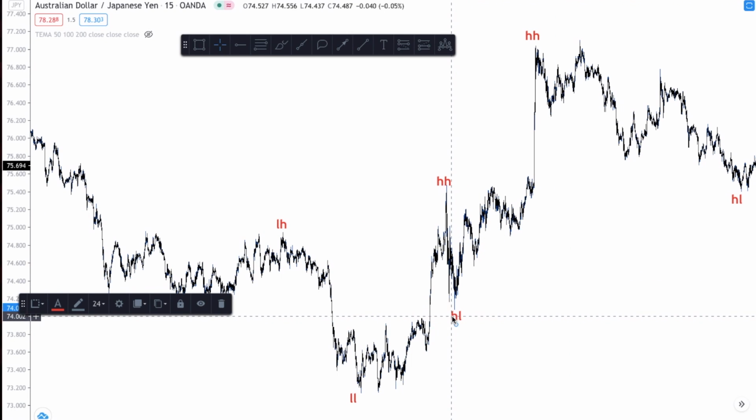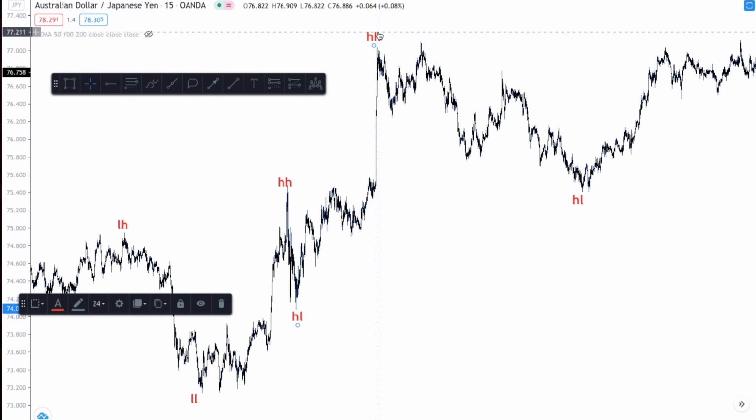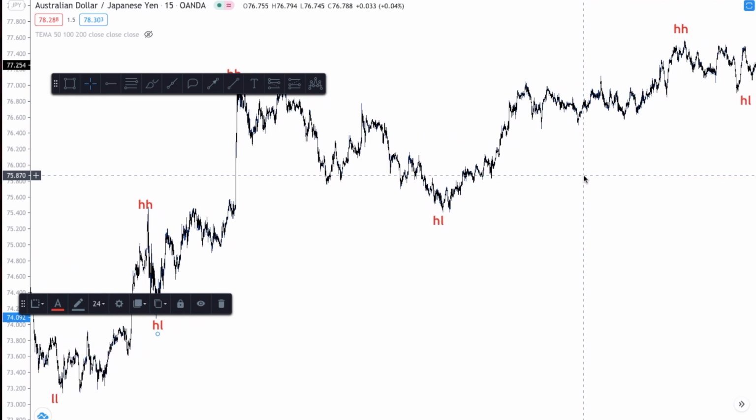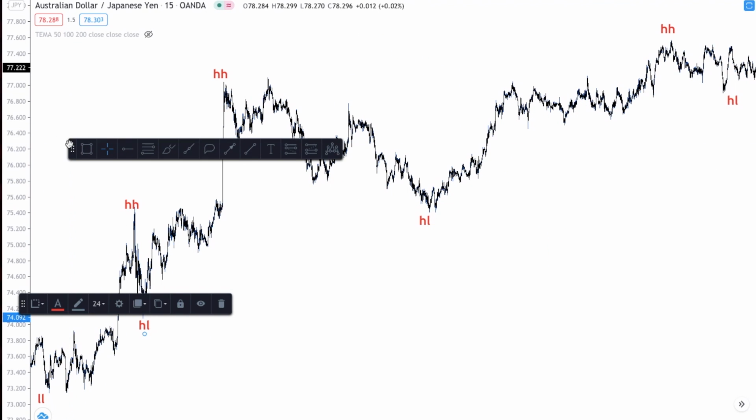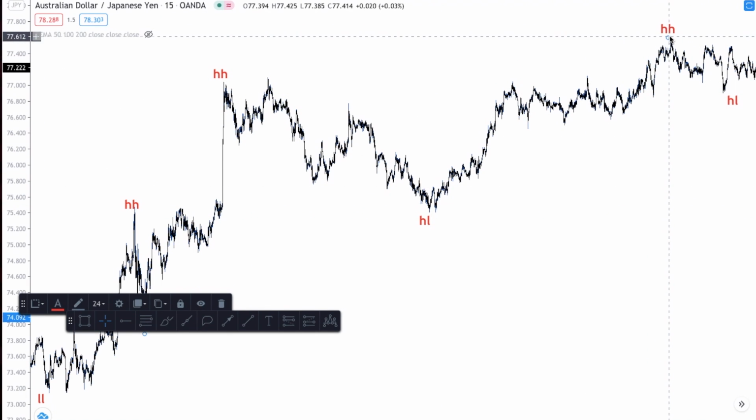Now keep on doing this. Look for a new higher high, which would be this one, then a higher low, then again a new higher high, and then a higher low. This time a deeper retracement. So this will be our higher low, then a higher high, and so on.